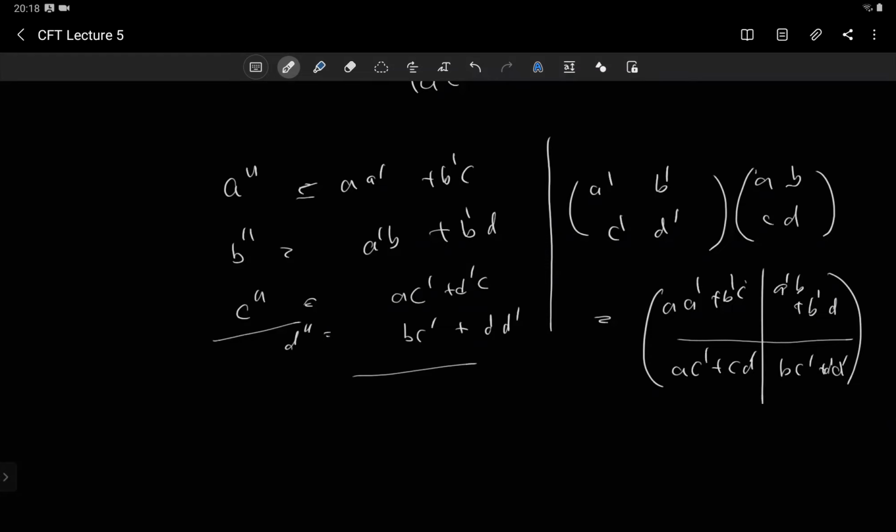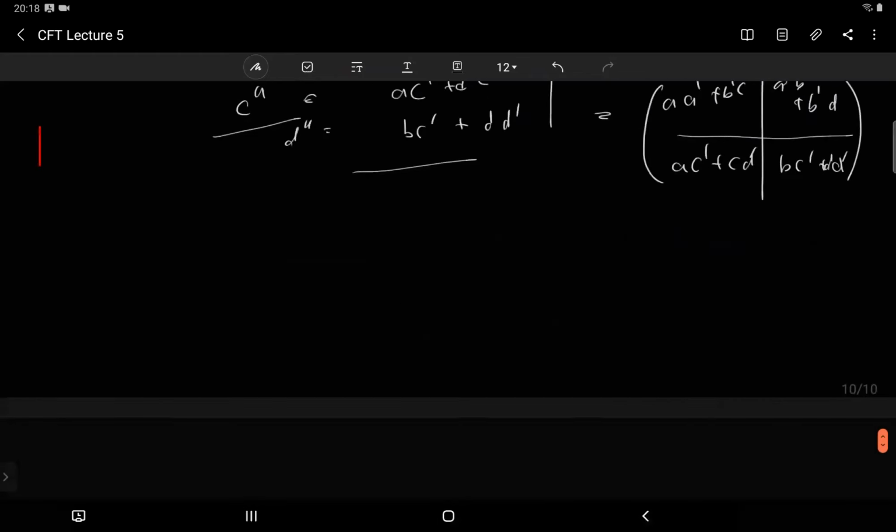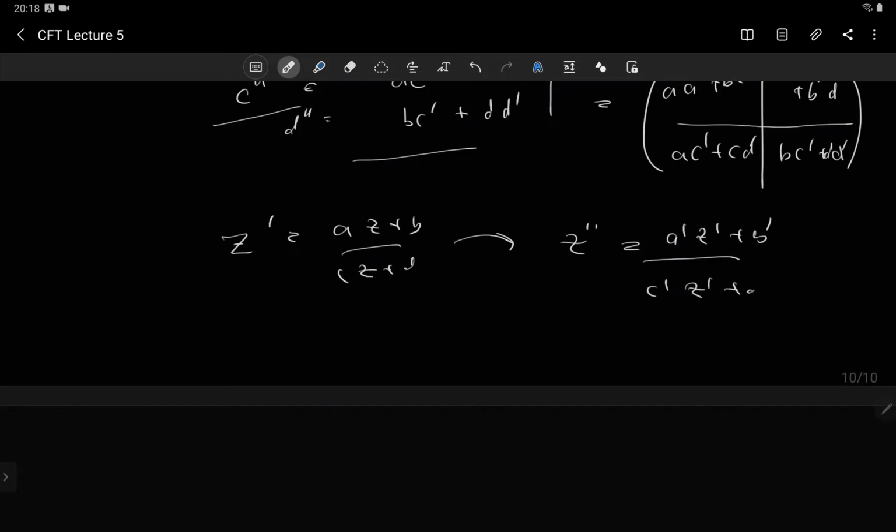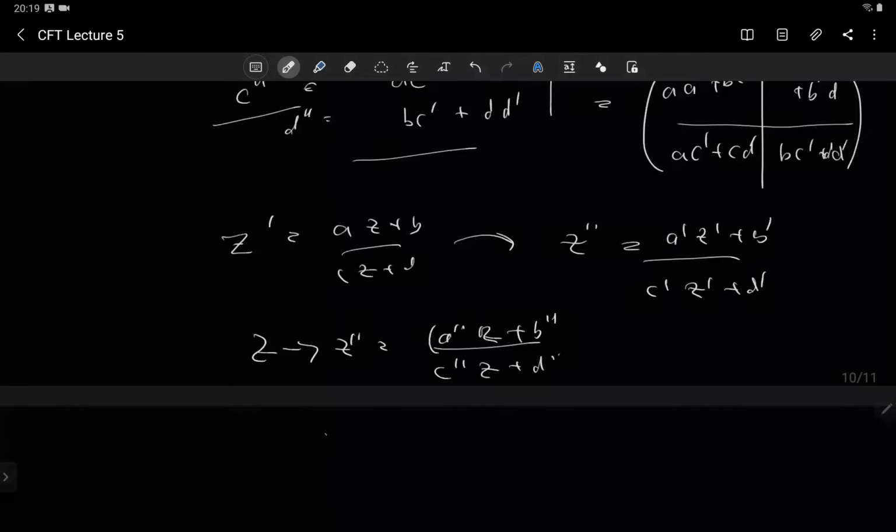So you can say immediately that when you do a transformation like this, Z prime equal to AZ plus B over CZ plus D, and then you do another transformation which is Z double prime equal to A prime Z prime plus B prime over C prime Z prime plus D prime, then Z to Z double prime is A double prime Z plus B double prime over C double prime Z plus D double prime. You can get these coefficients by just thinking of this as matrices.